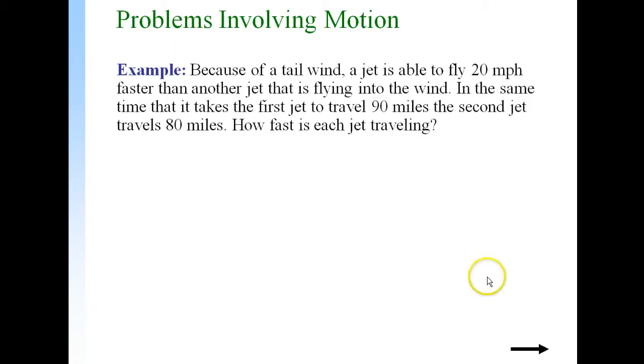All right, let's go on to problems involving motion. Because of a tailwind, a jet is able to fly 20 miles faster than another jet that is flying into the wind. In the same time that it takes the first jet to travel 90 miles, the second jet travels 80 miles. How fast is each jet traveling?